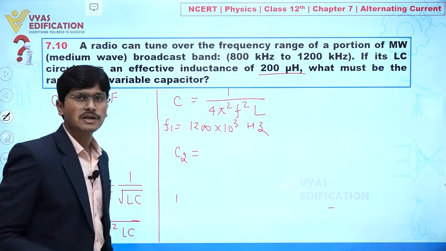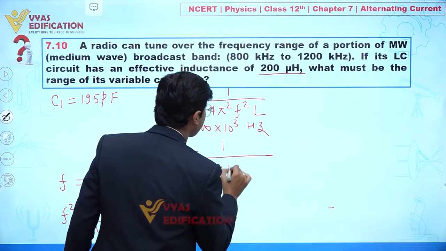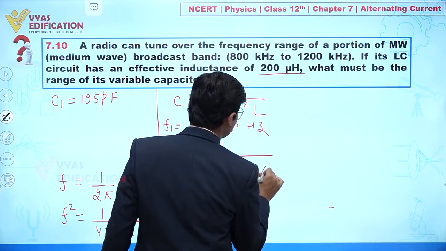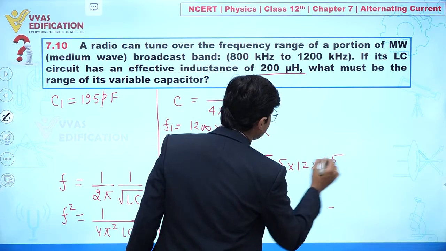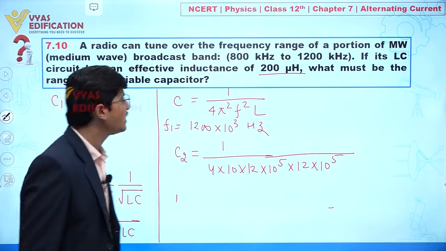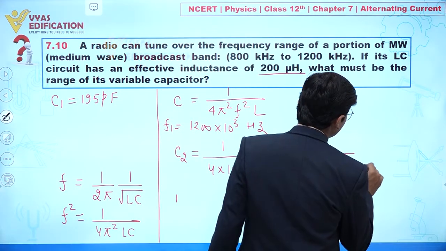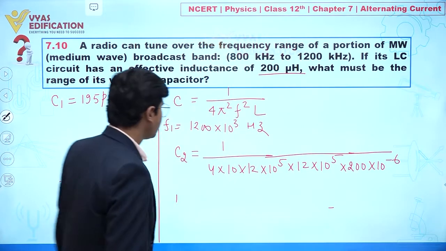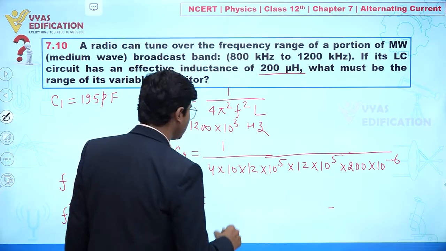Value of C2 is given by 1 upon 4 pi square, near about 10, F. This is 12 into 10 to the power 5 into 12 into 10 to the power 5, and what about L? L is given in this question as 200 microhenry, so 200 into 10 to the power minus 6. Clear? So now from here we can see the value of C2.